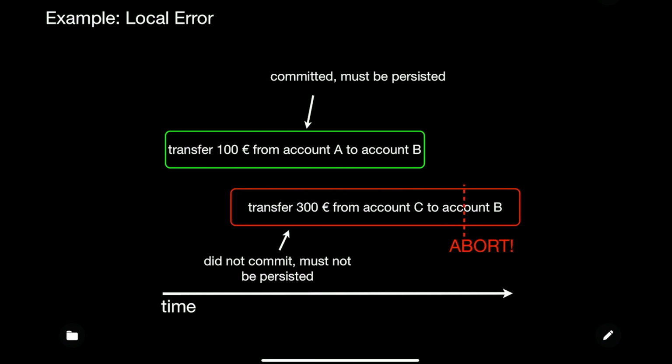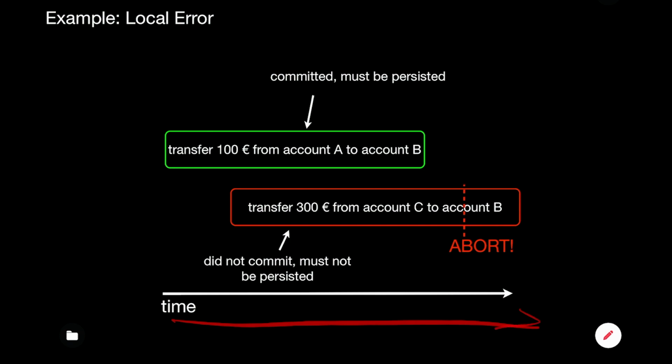Here's an example. On the x-axis, there's a timeline here, and we have two transactions running. Let's call them T1 and T2, whatever. The green one committed at the time of the abort. So the green one committed, that's what I'm telling you here. And the abort was only done within this transaction.